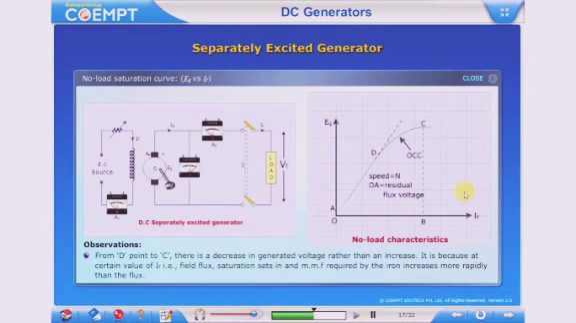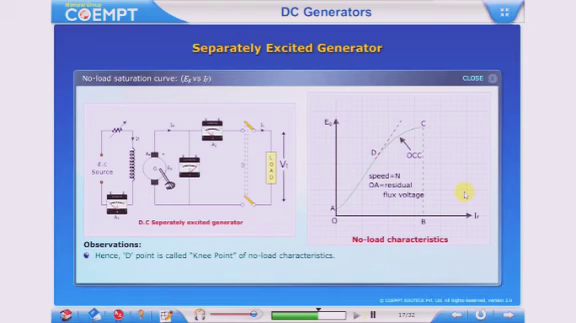Load characteristics. Load characteristic is a plot of Vt on the y-axis and If on the x-axis with constant Ia and speed. Procedure. To plot the graph, run the armature at a constant rated speed and close the switch S. Adjust the field current till Ia is equal to the rated armature current. Since we are applying load, it is called load characteristics.